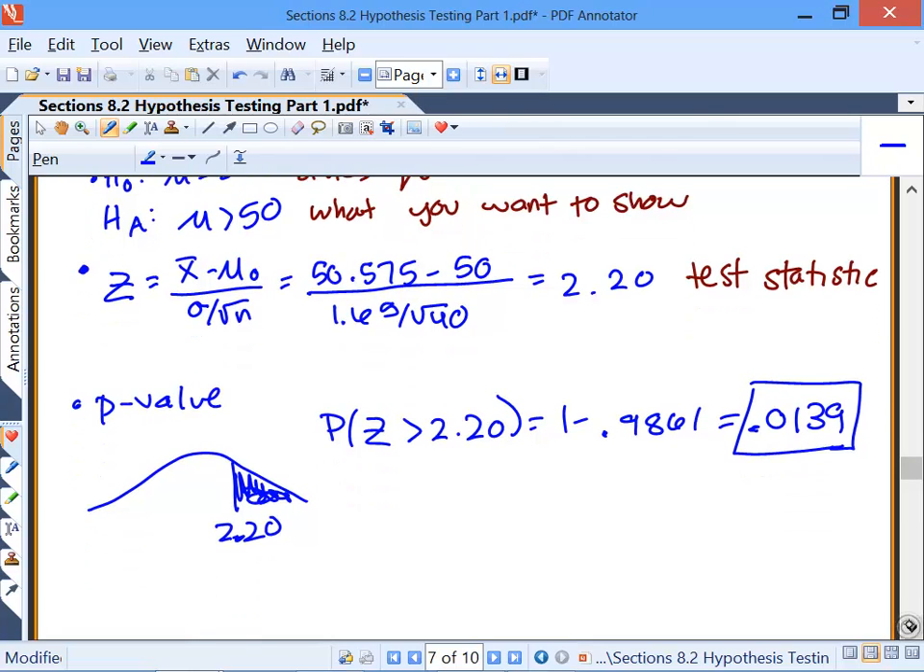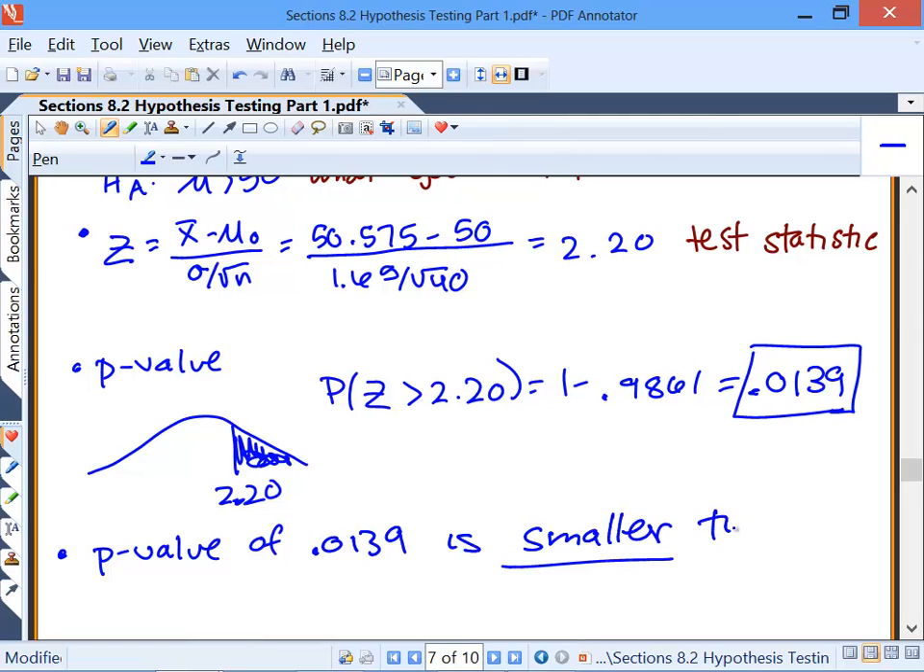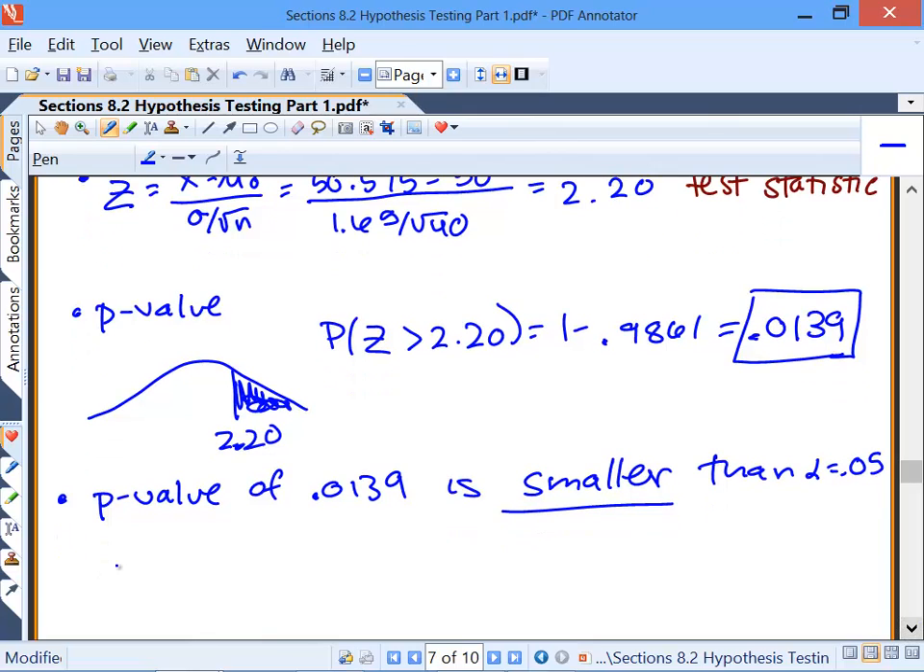Okay, so how does that make you feel about having a population mean of 50? Not very good, right? And in fact, is that a big or a small p-value? Okay, so is your p-value bigger or smaller than alpha? Okay, so my p-value of 0.0139 is smaller than alpha equals 0.05. Okay. So anytime I have a small p-value, I will reject the null hypothesis.